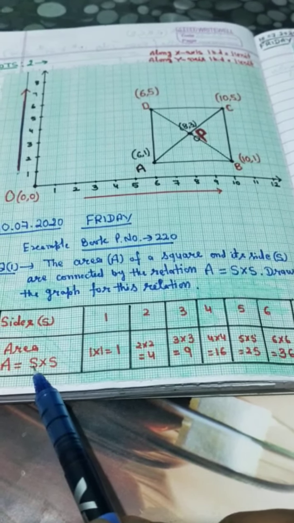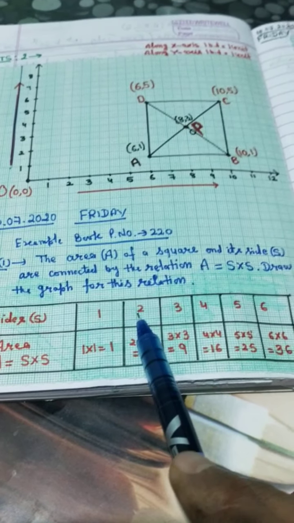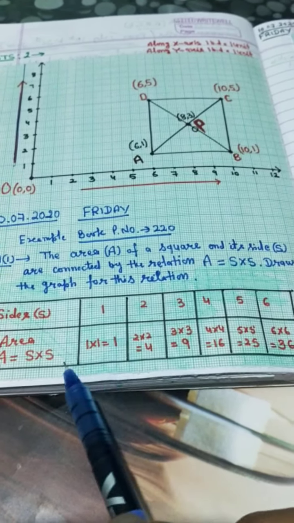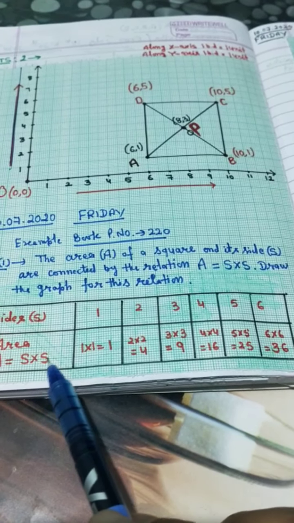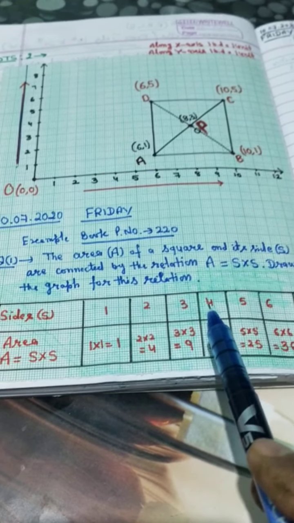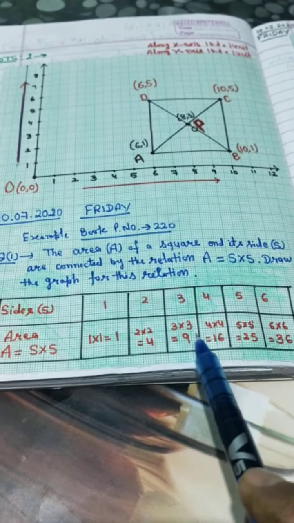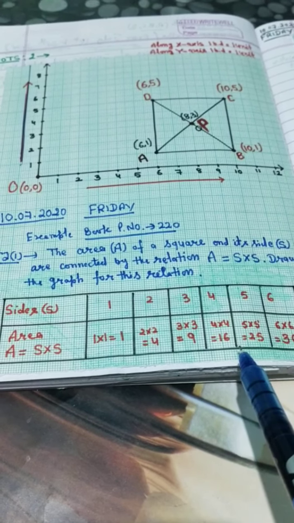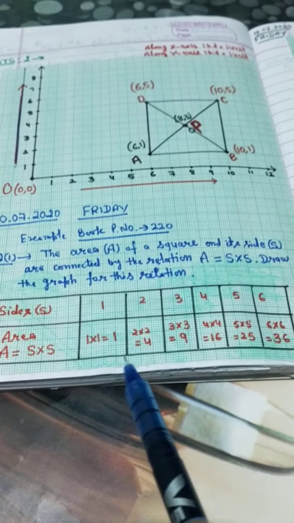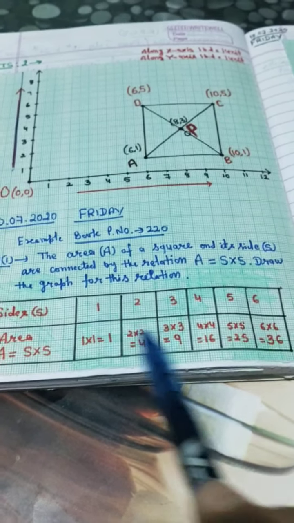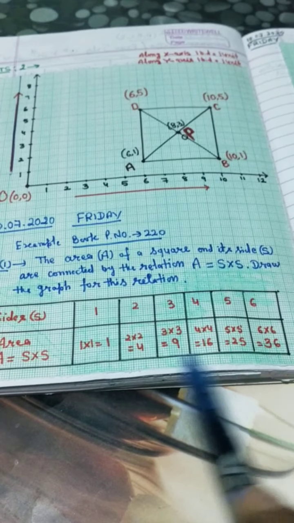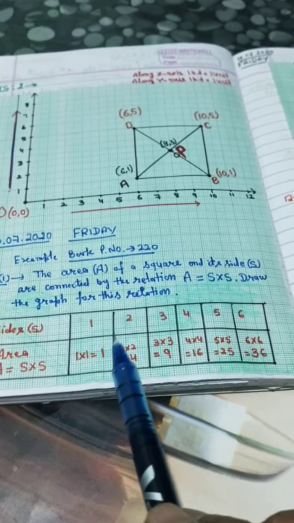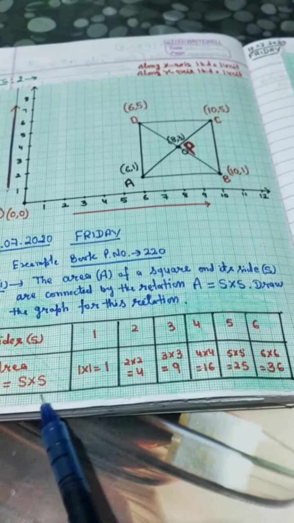If side is 1, then area is 1 into 1, 1. If side is 2, then area is 2 2s are 4. If side is 3 units, then area will be 3 into 3, 9 square units. If side is 4, then area is 4 into 4, 16 square units. If side is 5, then area is 25 square units. If side is 6, then area is 36 square units, and so on. So this table you make yourself. You can take your side 1, 2, 3, 4 and so on and find their area.